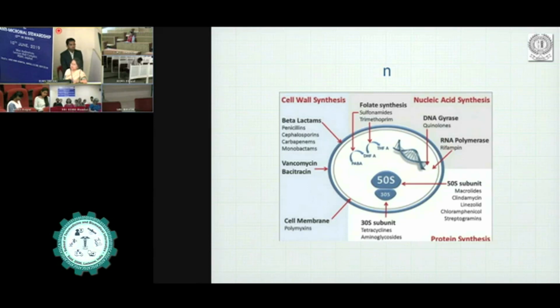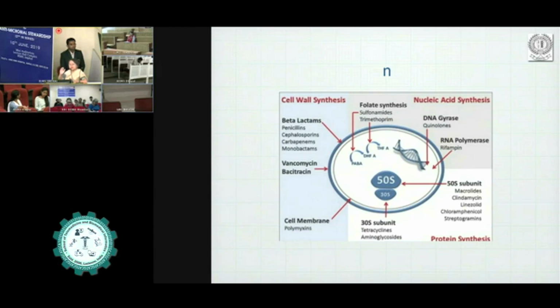Depending on the group, there are different strategies. They try to mimic a portion of the peptidoglycan, a chain of the peptide, and this antibiotic will mimic it.